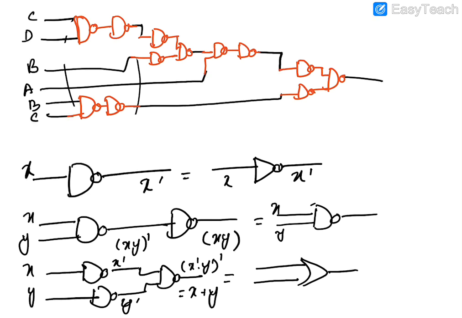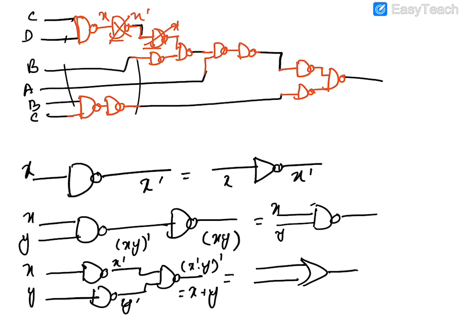So the last step is that you will eliminate the unnecessary NAND gates which are on one line. For example, look at these NAND gates. If the output of this is x, this is x prime, and the output of this is again x. So there's no need of putting these two NAND gates, we can eliminate them.